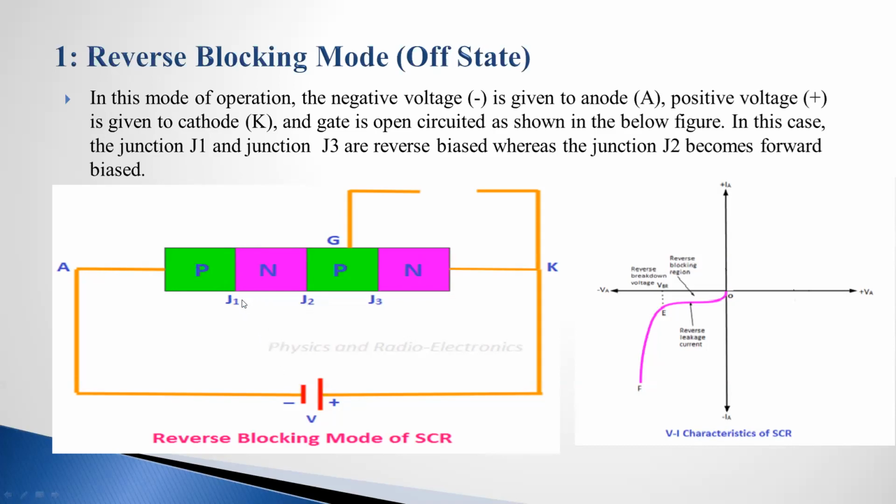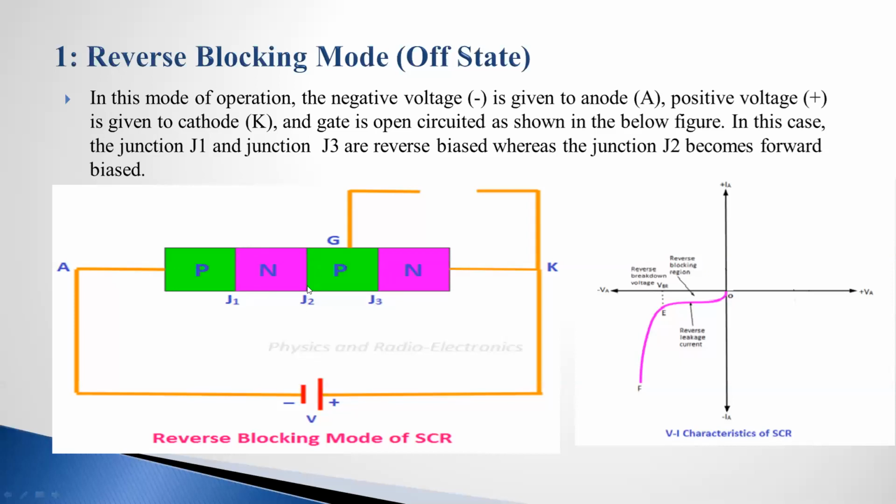But with respect to this junction, P is connected to the negative and N is connected to the positive side. So obviously this junction goes into the reverse bias condition. It is clear. Next, how is the junction J2 biased?